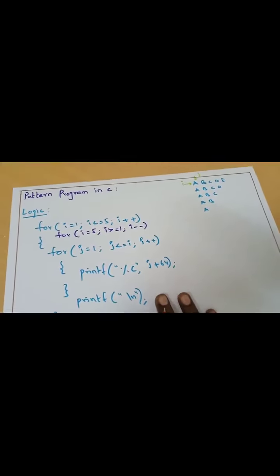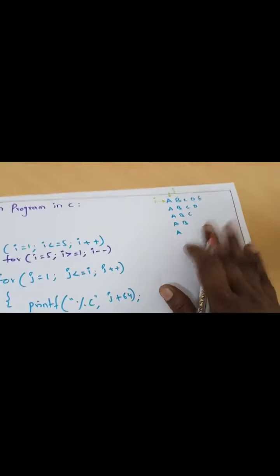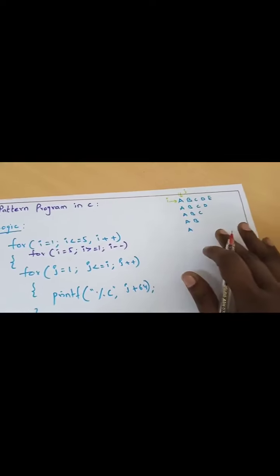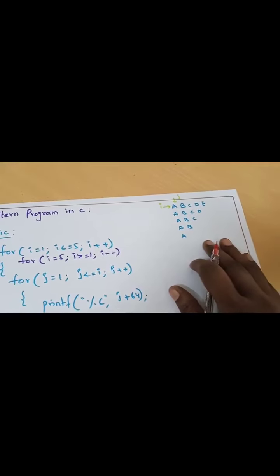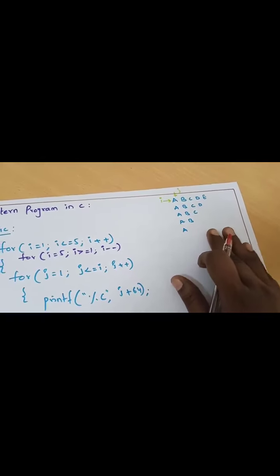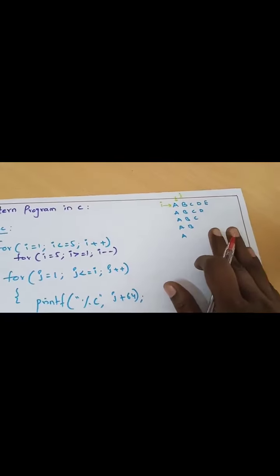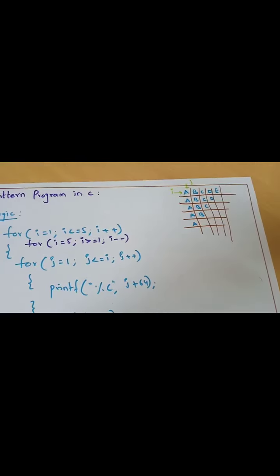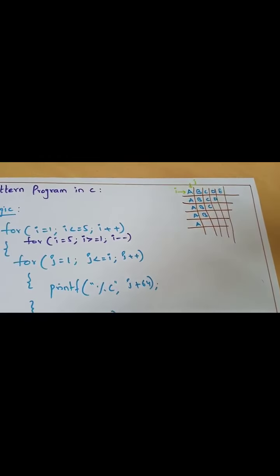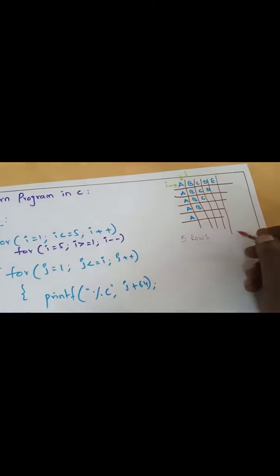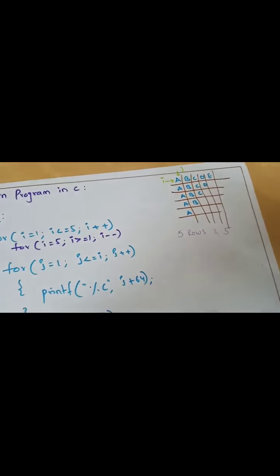This program is an alphabet pattern program. Look at this, this is my pattern. I wanted to print this pattern. When you want to print any pattern, first of all, put this pattern into a matrix of rows and columns. Identify how many rows it has and how many columns it has. Now look at this. How many rows? 5 rows. And it has 5 columns. 5 rows and 5 columns.